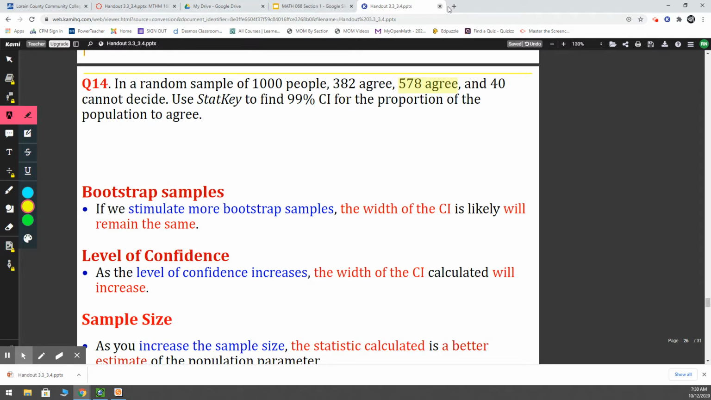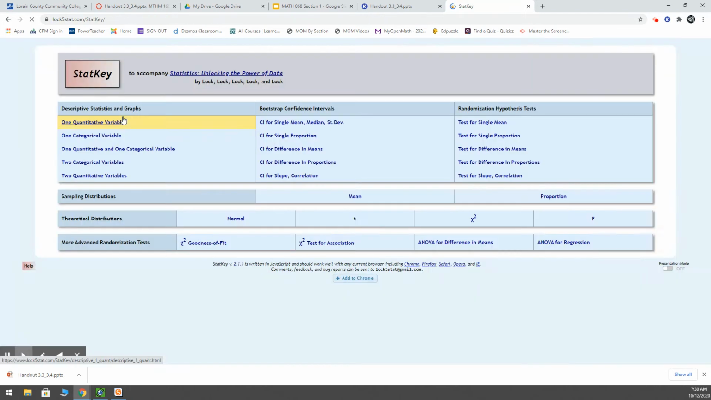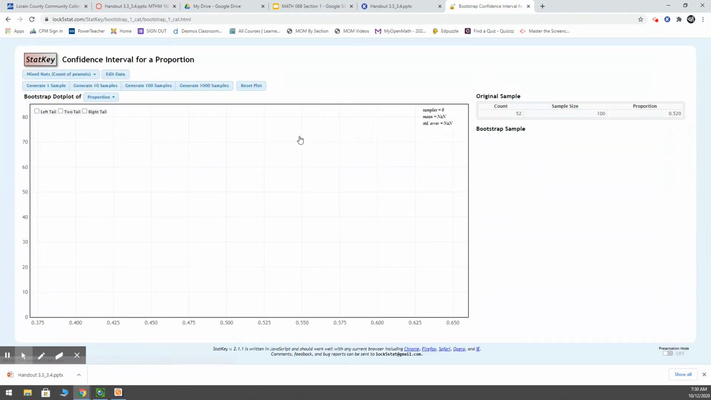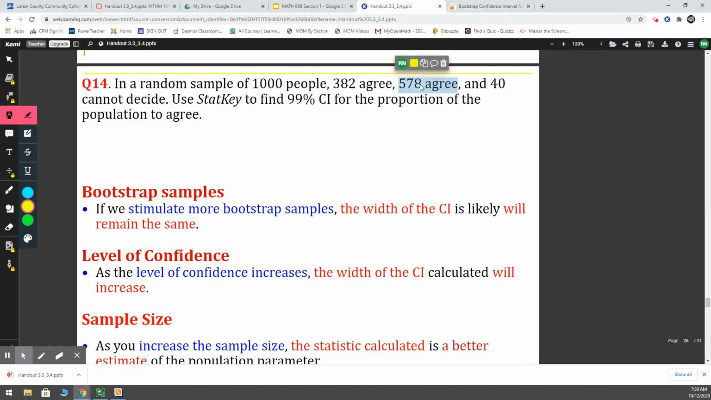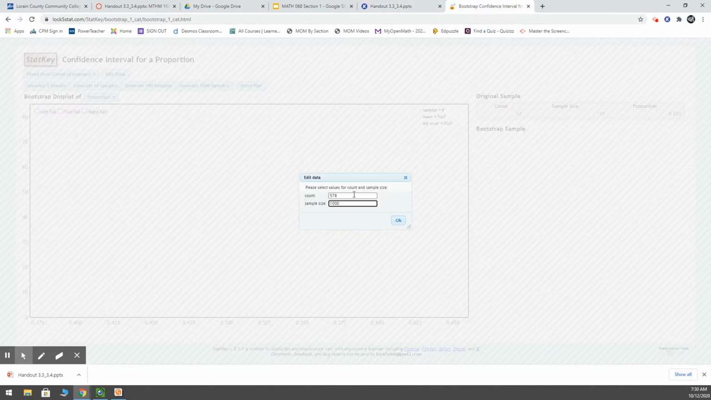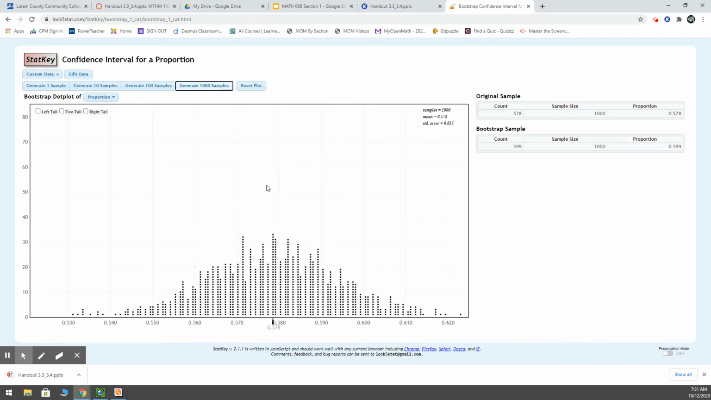Okay, so first of all, we got to go out and find StatKey. I'm going to go to StatKey, Google it up. And I'm going to go into a single proportion for a bootstrap. The first thing I'm going to do is edit my data, and I'm going to put in the 578 out of the 1,000 samples that were taken. That was the data that was given right here, 578 out of 1,000. So I put 578 out of 1,000. First thing I'm going to do is generate 1,000 samples.